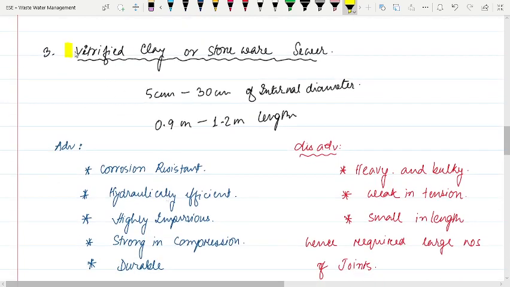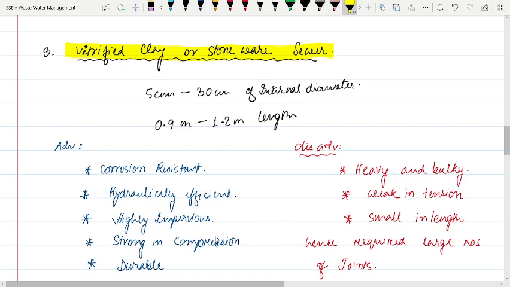Next comes vitrified clay or stoneware sewer. They are heavy because they are made of stone. So what are the advantages? Corrosion resistance. They can resist corrosion. Hydraulically efficient, so flow will be better. Highly impervious, so we will not get any kind of seepage from or towards the groundwater.